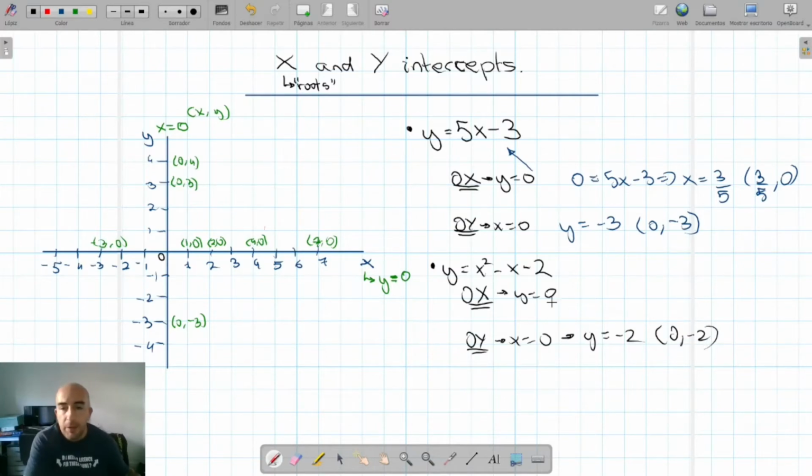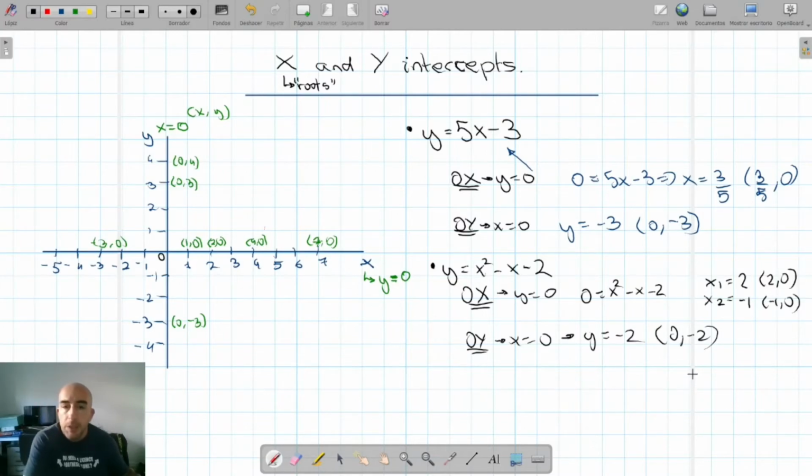Perfect. Now let's look at the other one. If y equals 0, then 0 equals x squared minus x minus 2, which is a second-degree equation. We can solve it with the quadratic formula: minus b plus or minus the square root of b squared minus 4ac, divided by 2a, and you'll obtain two points. Try it out. Stop the video, try it out, and check if you get this result. The two solutions are x equals 2 and x equals minus 1. So the points are (2, 0) and (-1, 0).